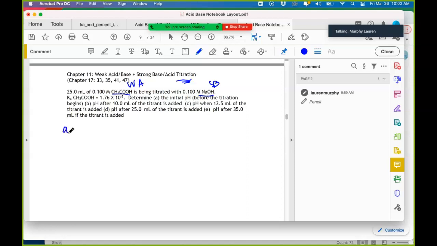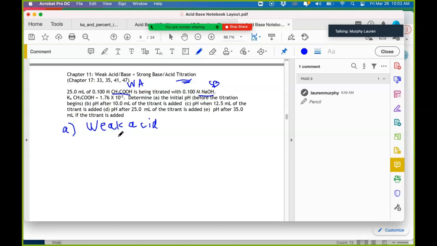So part A is not a titration problem. Part A is a weak acid problem because all you have in part A is the weak acid. They're trying to find the pH of a weak acid only at the beginning. So part A is actually a weak acid problem. This is definitely part A, something that's fair game for your quiz.